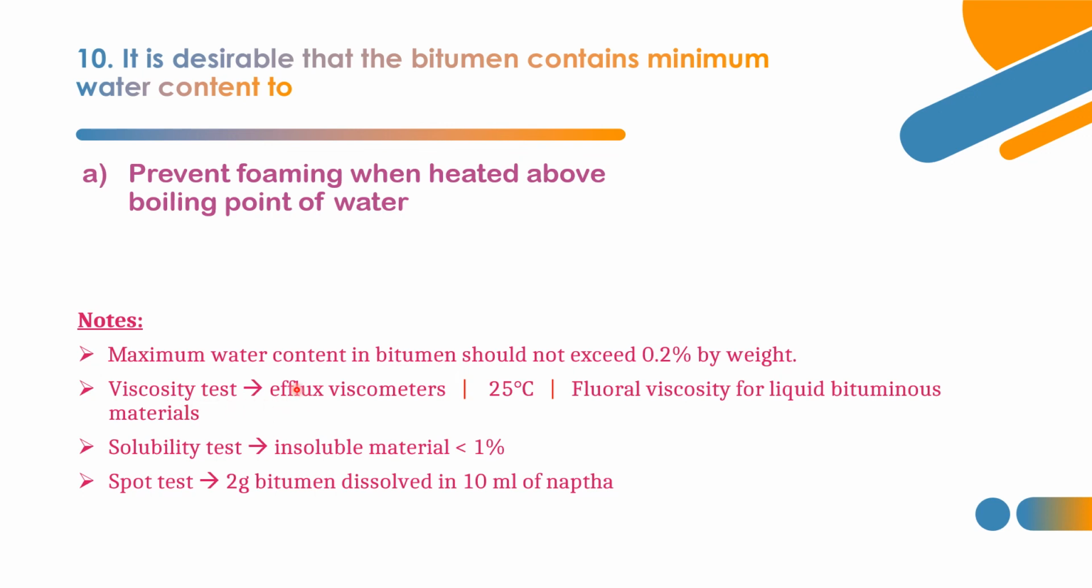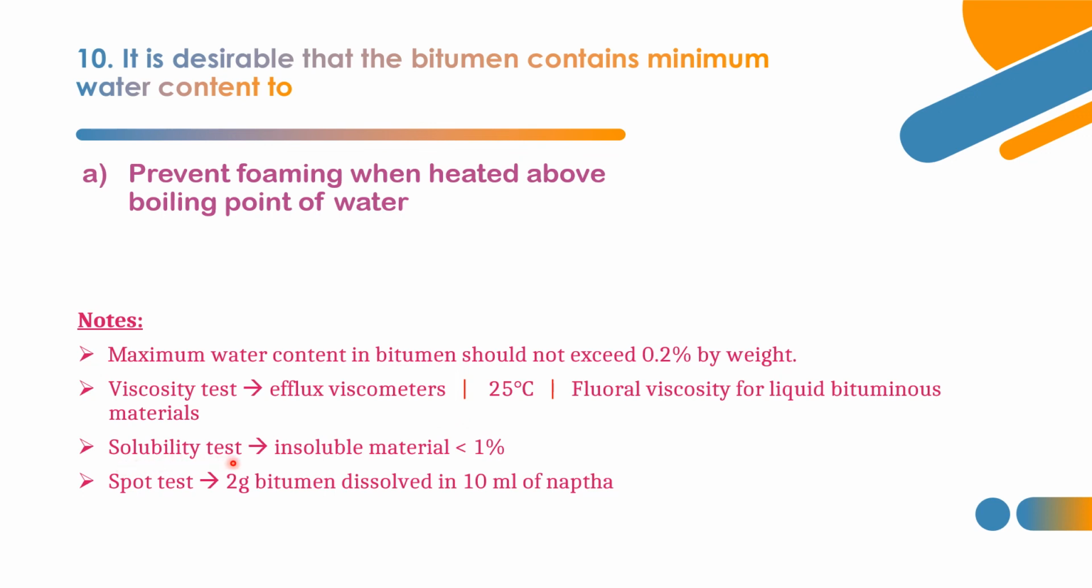Viscosity test is different from penetration test. We should not confuse the viscosity test with the penetration test. Penetration test is used to determine the grade of bitumen. Viscosity is a different thing. In the penetration test, we are giving a temperature of around 27 degrees Celsius. Here in the viscosity test, the temperature is 25 degrees Celsius.